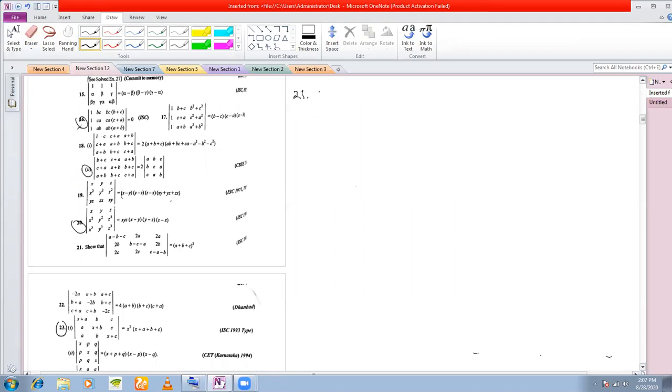Show that this determinant is equal to a plus b plus c whole cube. So I write let delta is equal to: a minus b minus c, 2b, 2c; 2a, b minus c minus a, 2c; 2a, 2b, c minus a minus b. Okay.